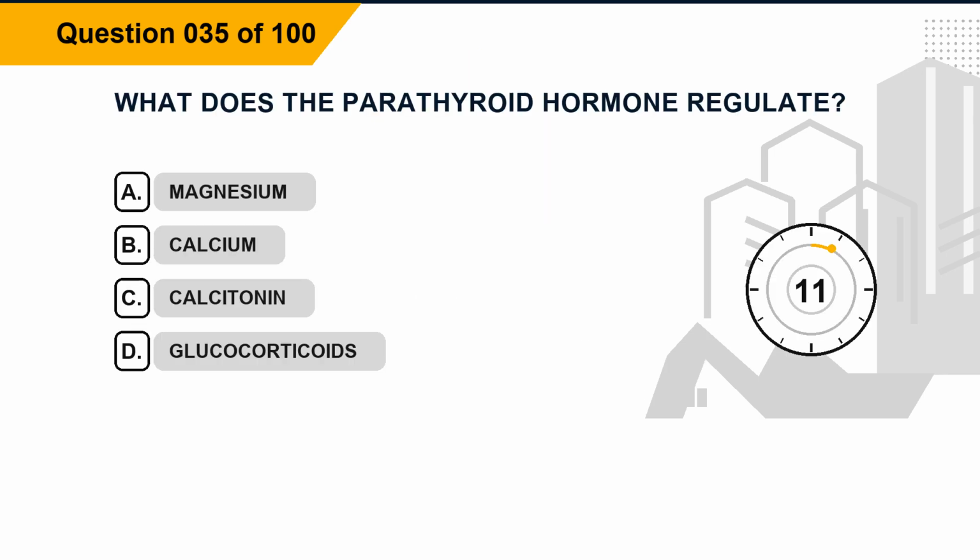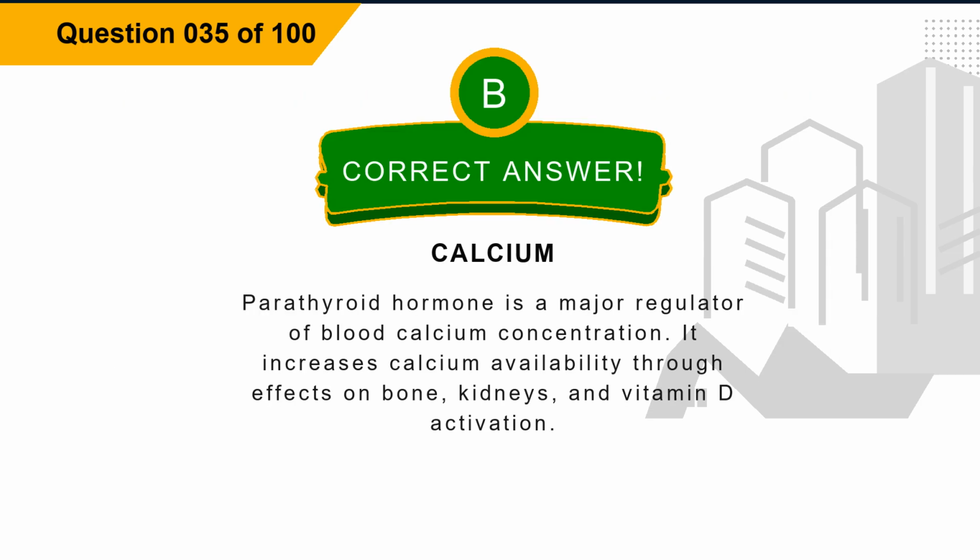Question 35. What does the parathyroid hormone regulate? Option A, magnesium. Option B, calcium. Option C, calcitonin. Option D, glucocorticoids. The correct answer is option B, calcium. Explanation. Parathyroid hormone is a major regulator of blood calcium concentration. It increases calcium availability through effects on bone, kidneys, and vitamin D activation.